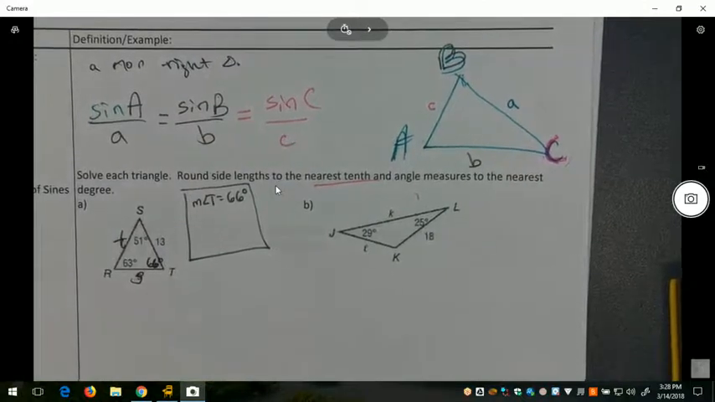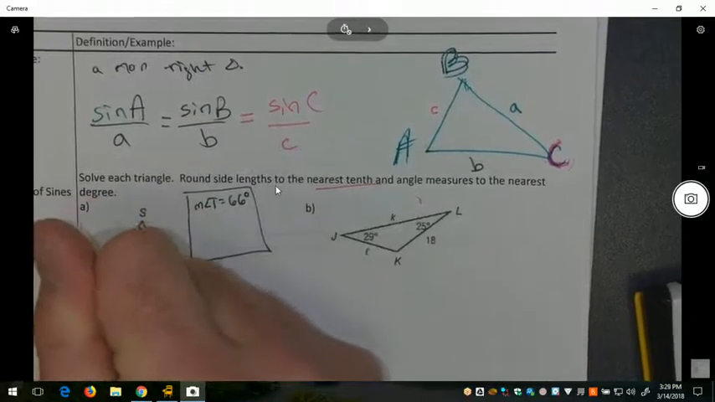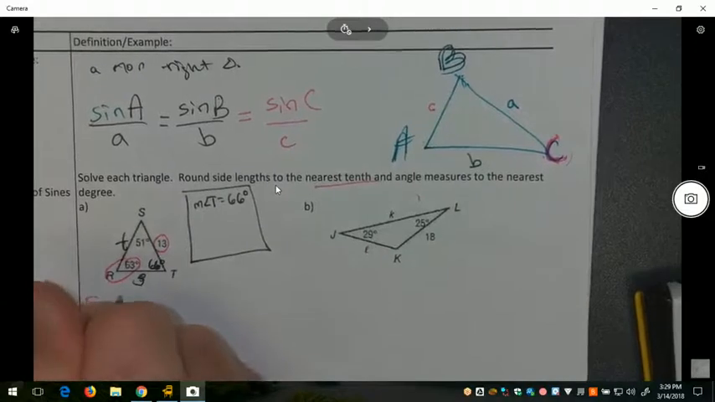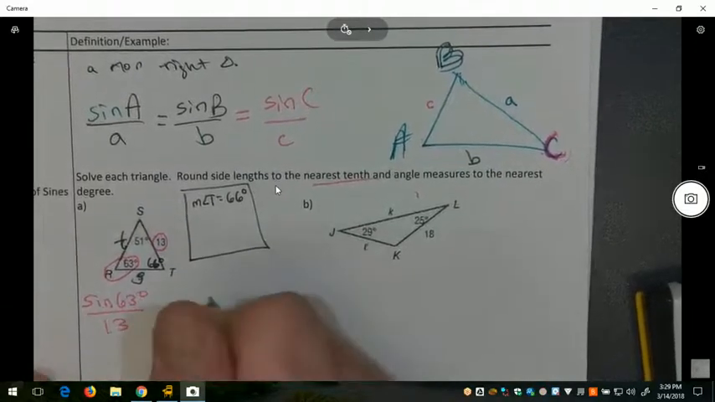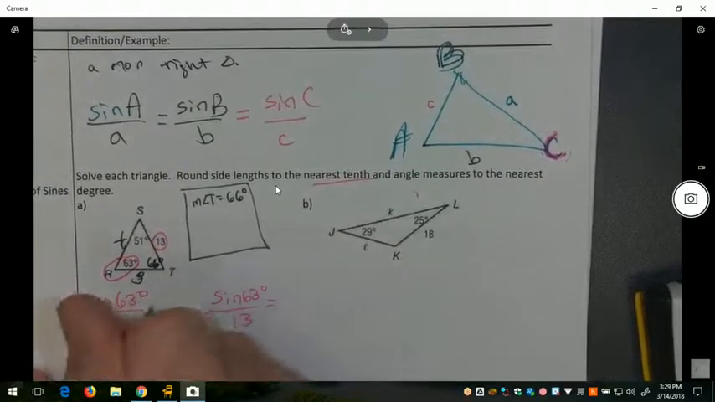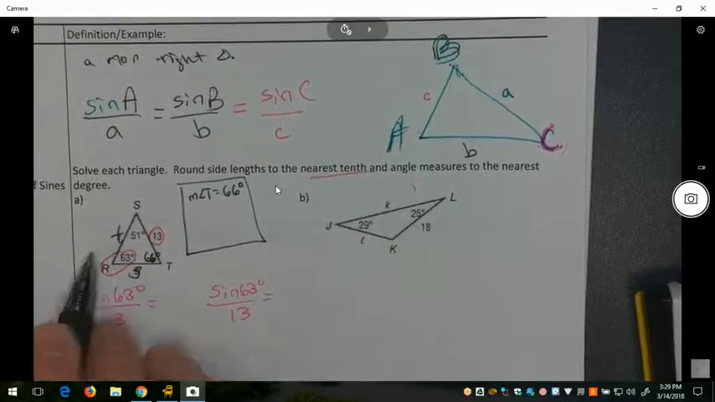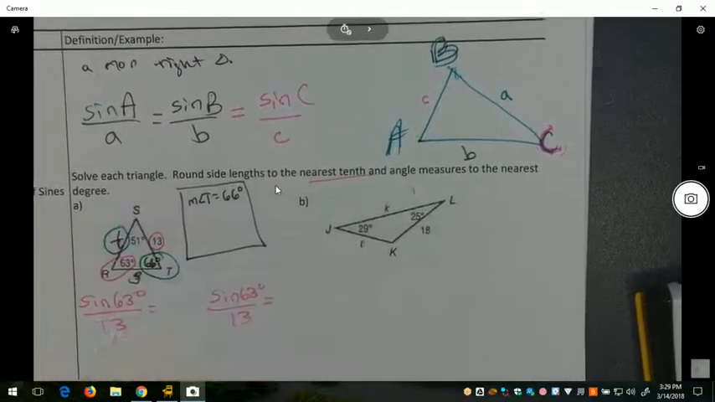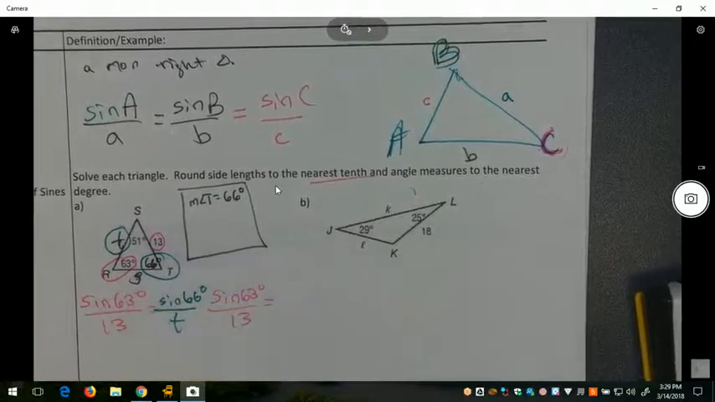The only given side and angle pair is the 13 and the 63. Those are opposites. So as I solve for S, I'm going to have to use the sine of 63 degrees over 13 to set up and solve for both of those. When I'm solving for side T, I have to use angle T. So sine of 66 degrees over side T.